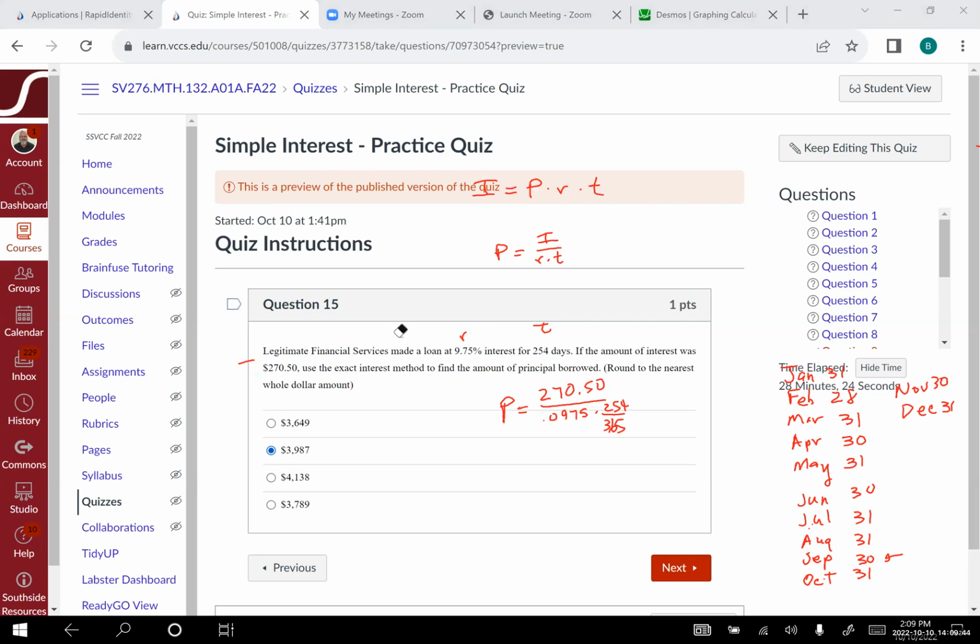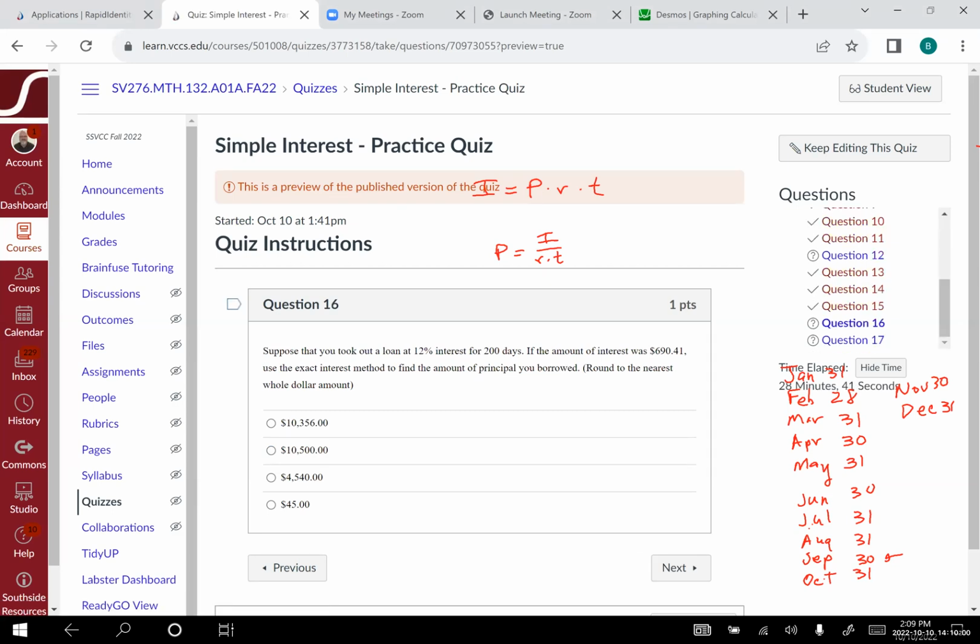And I'm going to keep that formula that I rearranged because I have a feeling I'm going to need it again. Two more questions. Suppose you took out a loan for 12% for 200 days. Interest was $690.41. Exact method, find out the principal you borrowed.